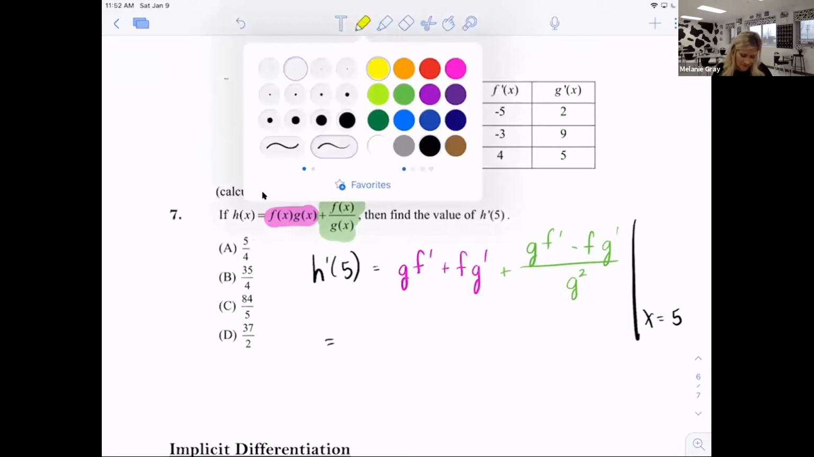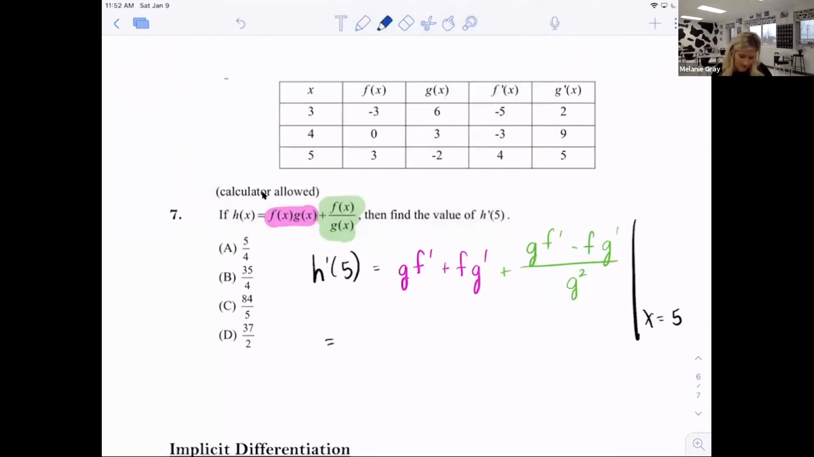So look up at your table. g of 5 is going to be right here at -2, or -2 is g of 5, right? You find 5 in the x column, and then you find your g of x, and you see where they intersect, and that happens at -2. So I'm going to do -2 times f prime of 5. Well, f prime of 5 is going to be 4. Then we're going to add to that f of 5, which is 3.